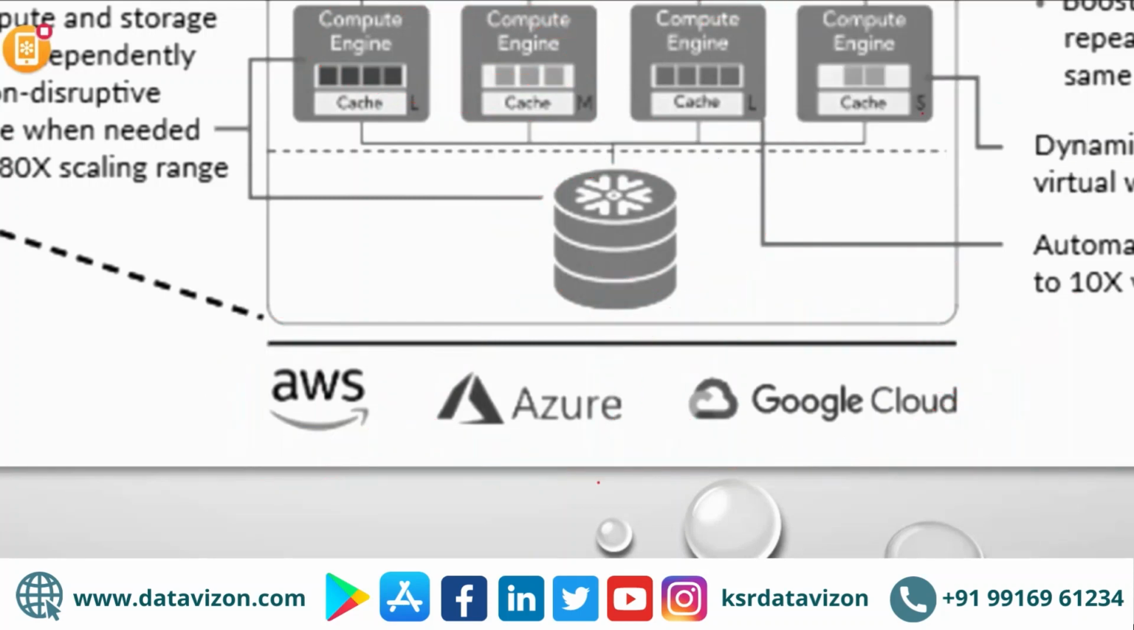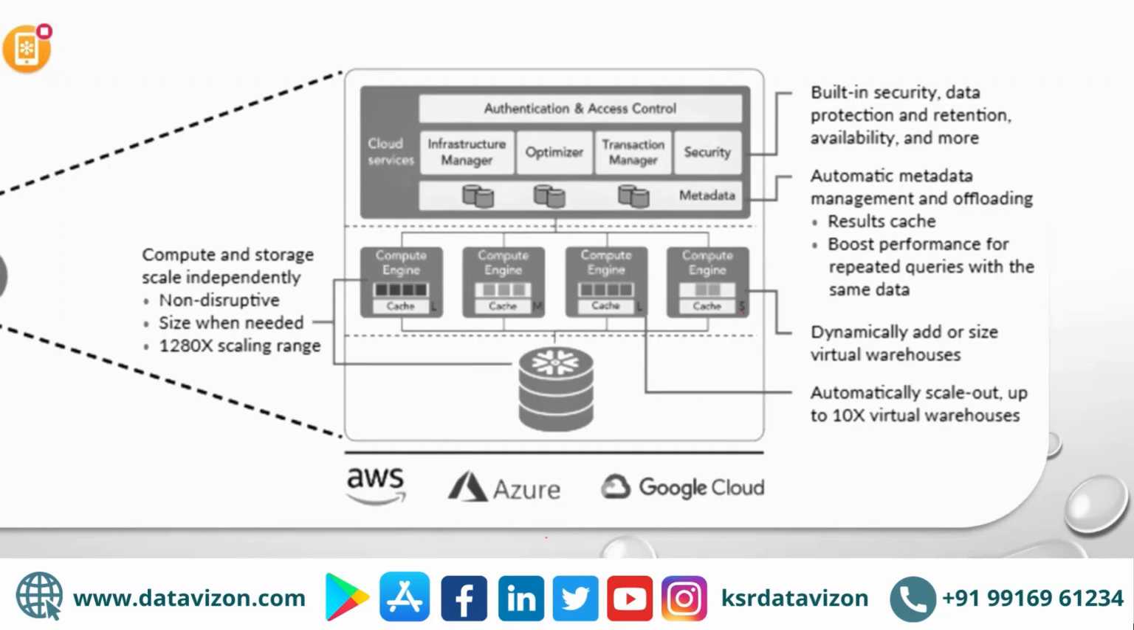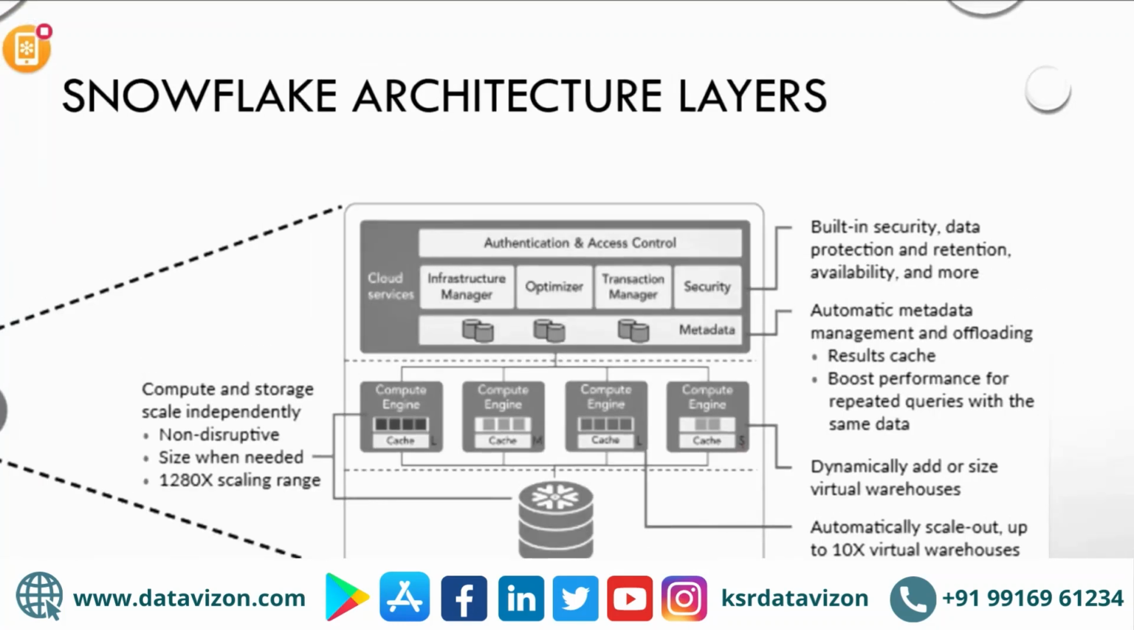Okay, let's go through the statements we have written against the service layers, right? You can see here, for the metadata, automatic metadata management and offloading, result caching. Result caching is nothing but when you run the same query again, it will never go to the storage. It will check if you previously executed that query and fetch the results from the cache. So you get faster results. Next one is boosting performance for repeated queries. Like I said, if you repeat the query, it will never go to the storage. It fetches the data using the metadata query ID and shows the data to the customer, right?